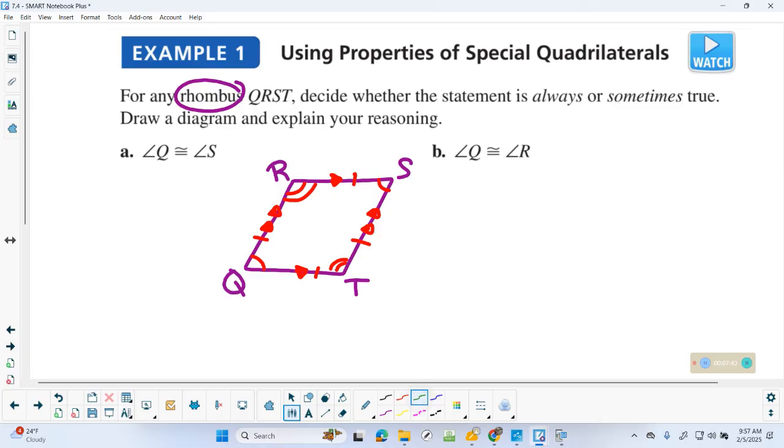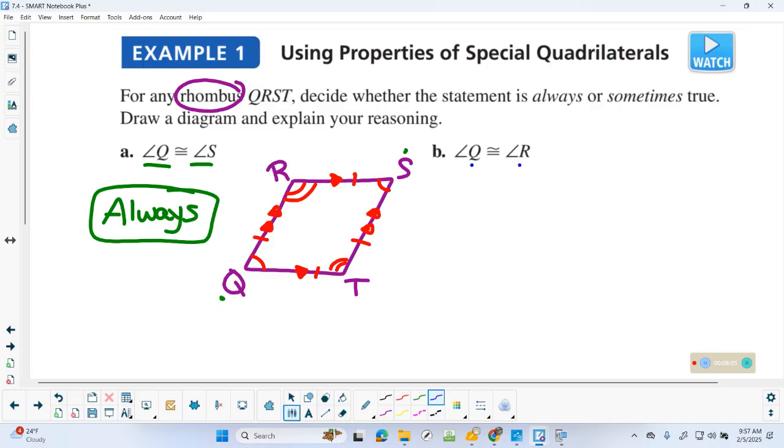So let's take a look at what we've got. Q congruent to S. So Q and S. Is that always or sometimes true? What do you think? Always, because that's one of the properties of a parallelogram. A rhombus is a parallelogram. Got it. Okay, Q, let's do this one in blue. Q and R. Are they always or sometimes congruent? Sometimes. They could be congruent. They don't have to be. They have to add to 180. That would be always. Sometimes. Got it.